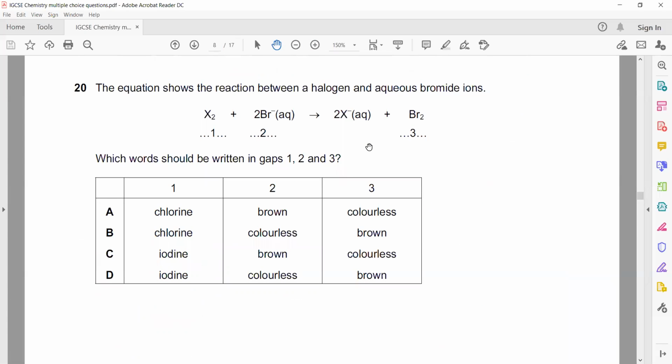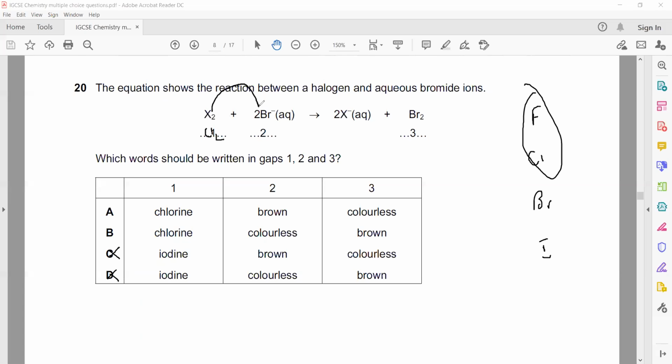The equation shows the reaction between a halogen and aqueous bromide ion. Always the more reactive halogen displaces the less reactive halogen. So if you have bromide ion, we need a more reactive halogen, and for halogens, as we go down the group, the reactivity decreases. So bromide ion can react with fluorine or chlorine. It cannot react with iodine, so C and D cannot be an answer. So this should be chlorine.